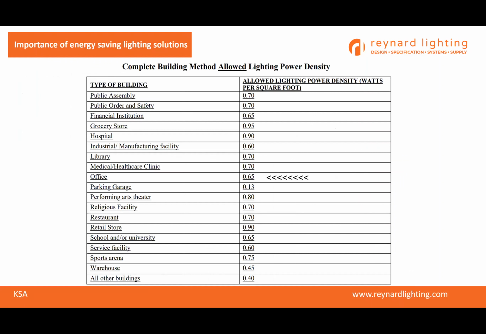Again, to emphasize, this table was taken from the American standard called ASHRAE, American Society of Heating, Refrigerating and Air-Conditioning Engineers, where they also give the limits for the light power density for different applications. In our case here, office, it says 0.65 watts per square foot, which is equivalent to exactly 7 watts per square meter.